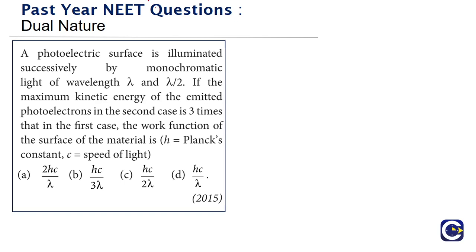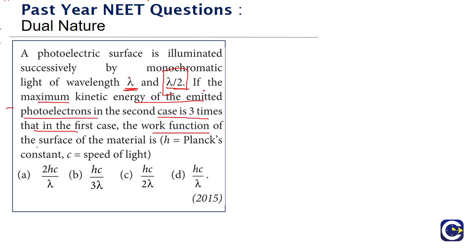A photoelectric surface is illuminated successively by monochromatic light of wavelength lambda and lambda by 2. So first we are using wavelength lambda and then we are using wavelength lambda by 2. If the maximum kinetic energy of the emitted photoelectrons in the second case is 3 times that in the first case. Obviously, why will it happen? Because in the second case the wavelength is less, which means the energy of the incident radiation is higher. So the Ke max in the second case is 3 times the Ke max in the first case.